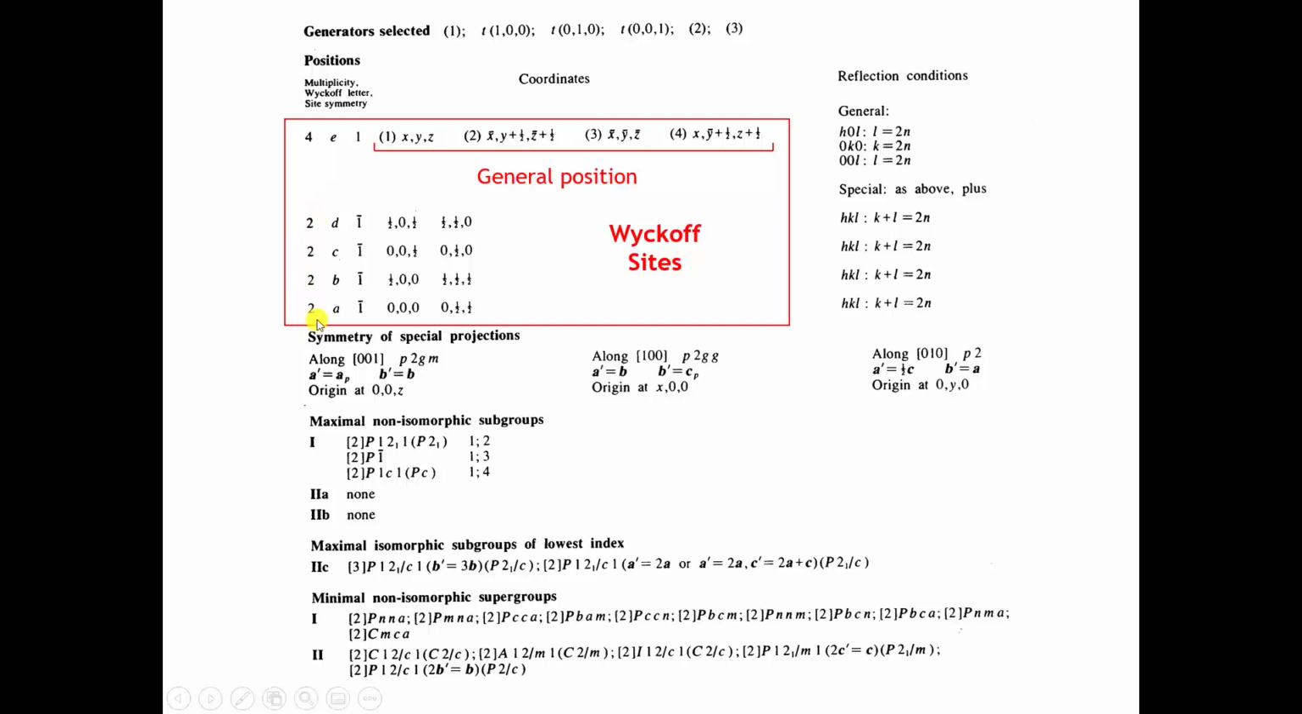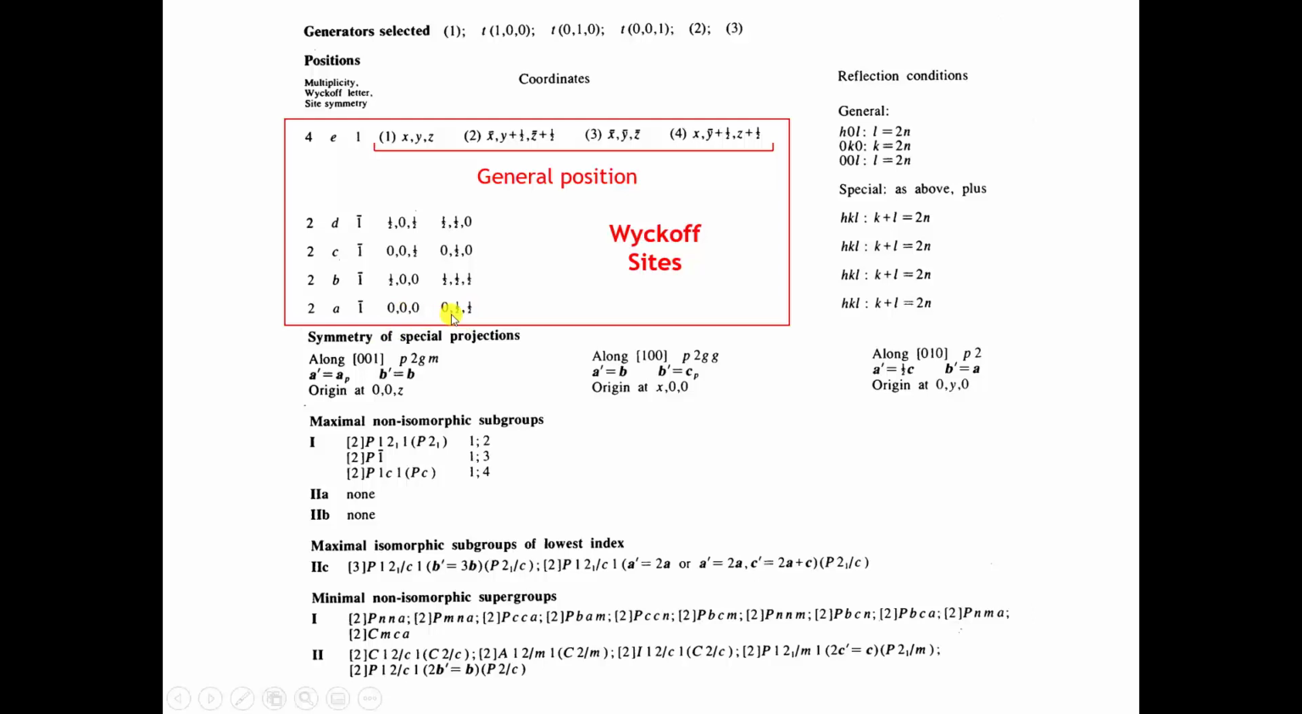The other Wyckoff positions, you see, have a different multiplicity. They only have a multiplicity of 2. So maybe the easiest one to envision is Wyckoff site 2a. That Wyckoff site is located at the origin, 0, 0, 0. If we put an atom at the origin, let's say we put a carbon atom, then this tells us we will, by symmetry, get another carbon atom at 0, 1/2, 1/2. These are the fractional coordinates of where within the unit cell it's located.